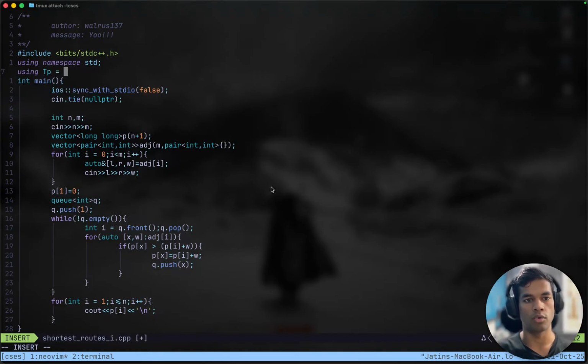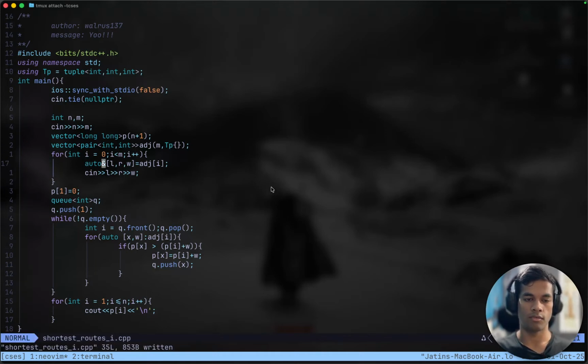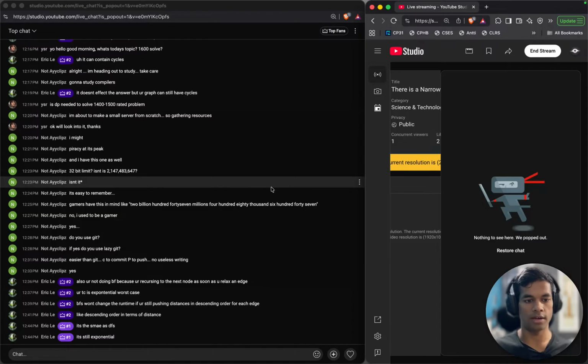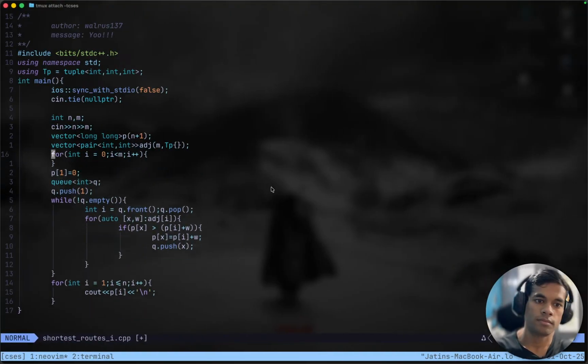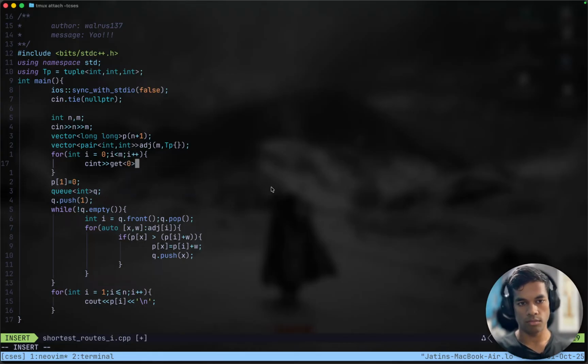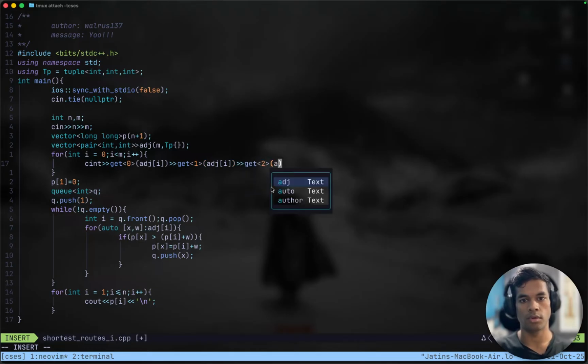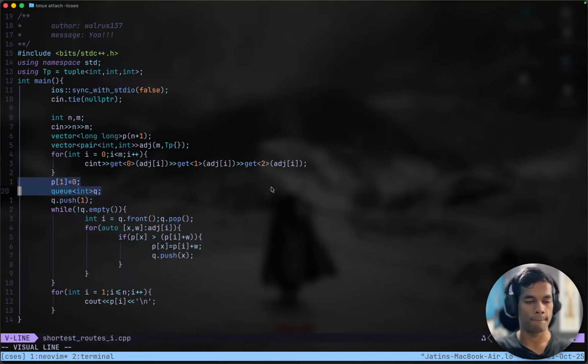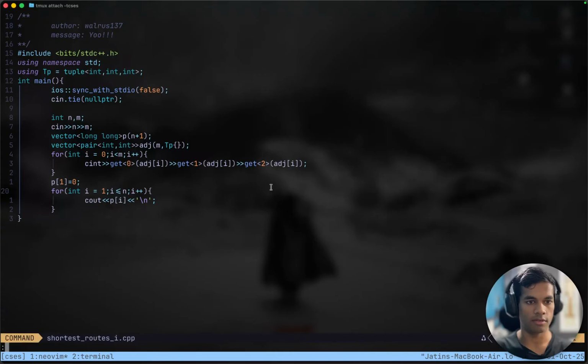We can say using tp equals tuple of int, int, int. Initialize the tuple, and wait, this is not the right way to get things out of a tuple, right? We have to use the get syntax, get bracket something. So get 0 of adj i, get 1 of adj i and get 2 of adj i. This does look stupid. I already think this is kind of broken.